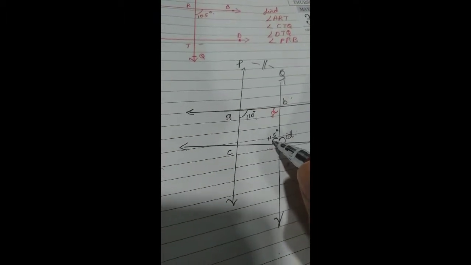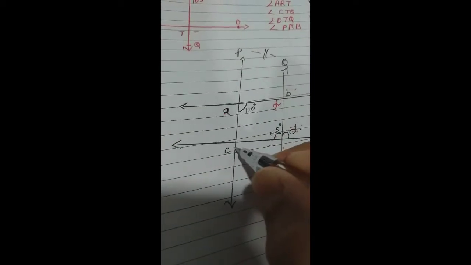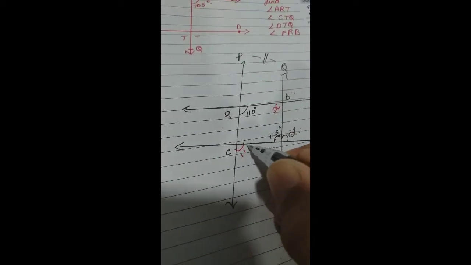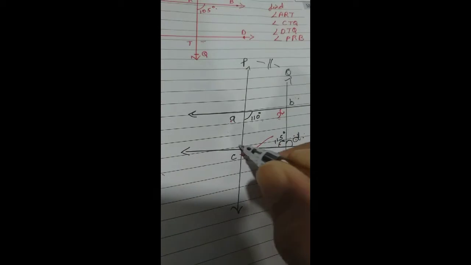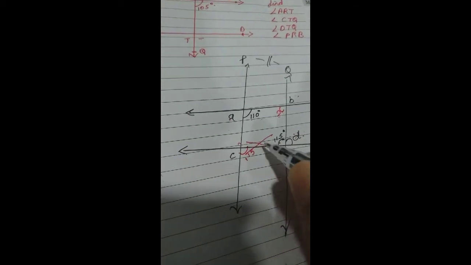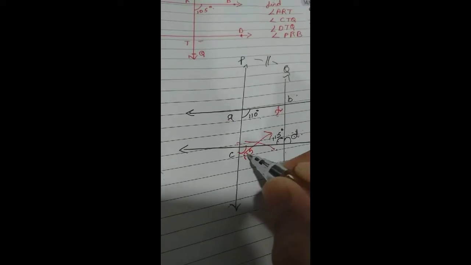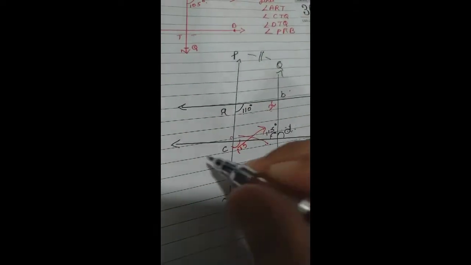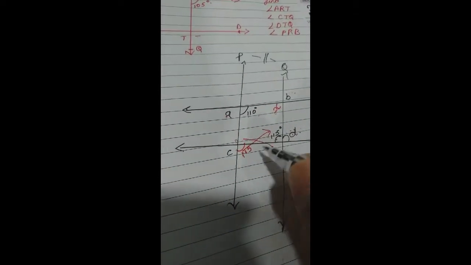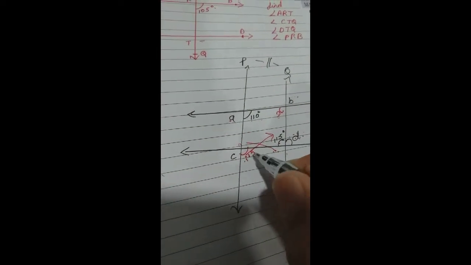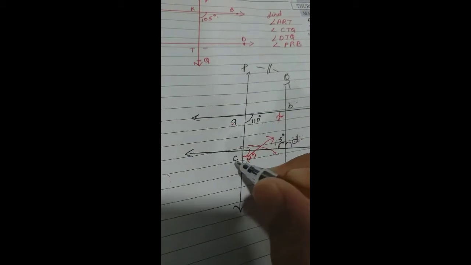This is 115 degrees, so automatically this will also become 115 degrees. Why? Alternate angles are congruent. बरोबर. Alternate angles are congruent. If this is 115, this is 115. P and Q are parallel and this is a transversal, so alternate angle test, this becomes 115. If this becomes 115 and if D 65 आला है तो automatically C पण 65 येणार.